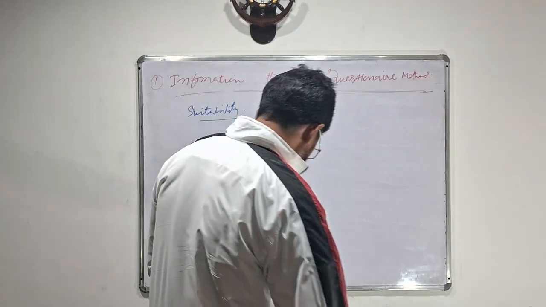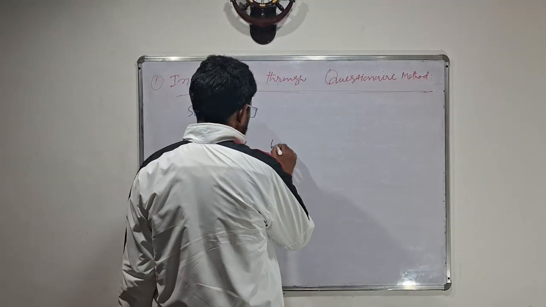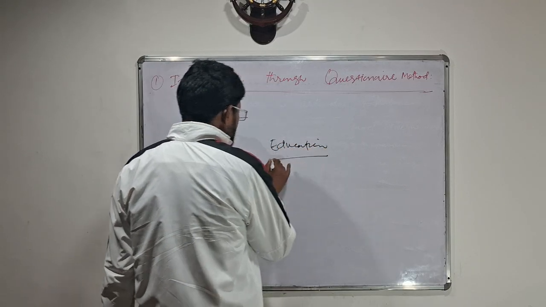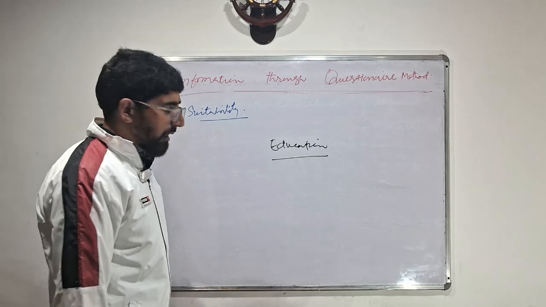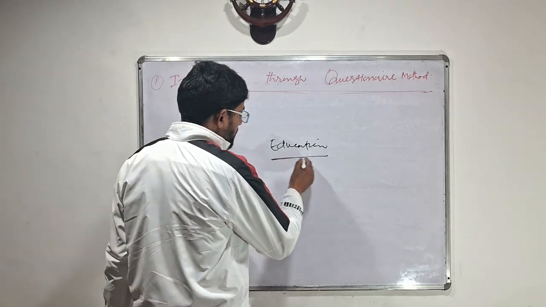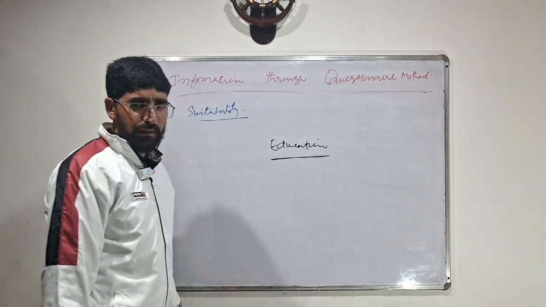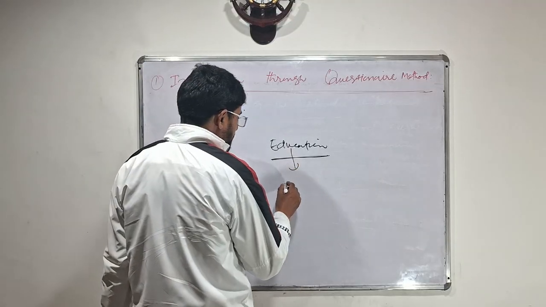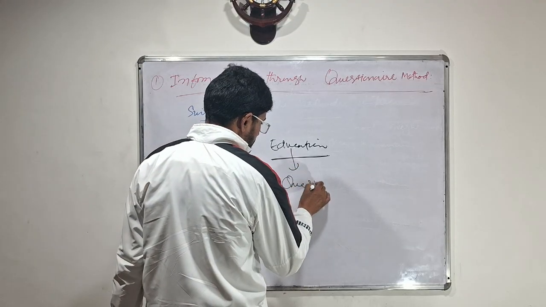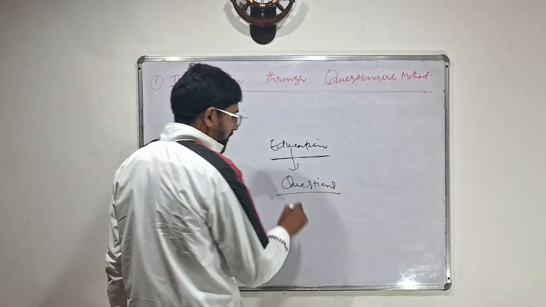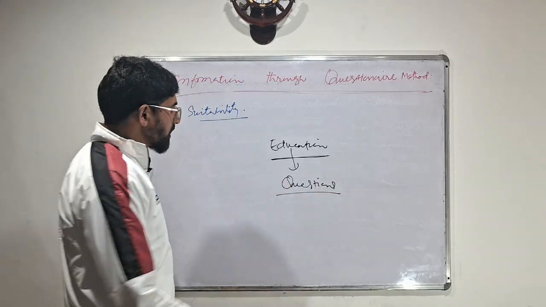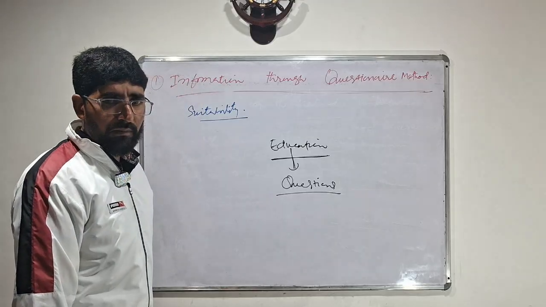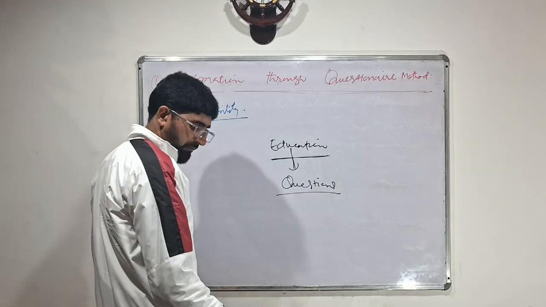Second one, education. For this method, education is necessary. If respondents are uneducated, then this method cannot be utilized. This method is only suitable for educated persons, as they have to respond to the questions and provide answers. It's only possible when the respondent is educated. For uneducated people, this method is not suitable.